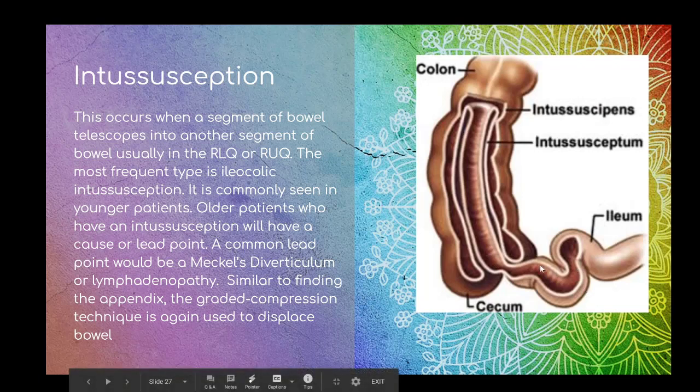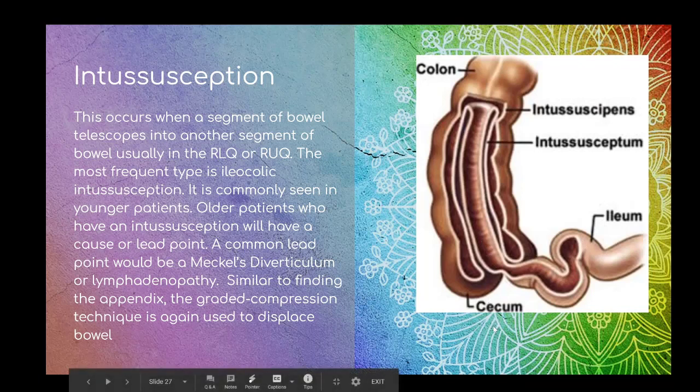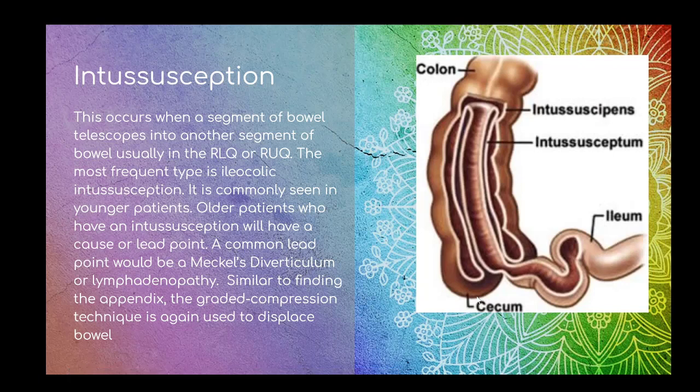So remember we talked about where the appendix is. We have the ileum and it joins up to the cecum, and the appendix then hangs off down here. That's also the most common place for intussusception to happen. What intussusception is, is that the bowel sucks in on itself. It telescopes in on itself. So we can see from this image here that the ileum has gotten sucked into the colon.